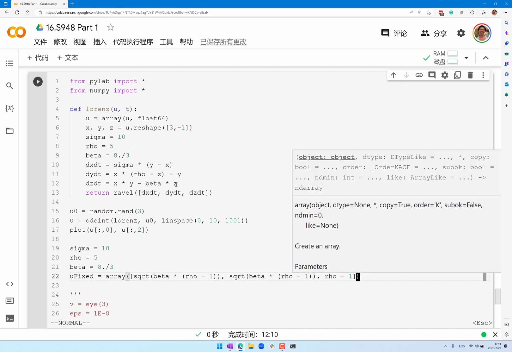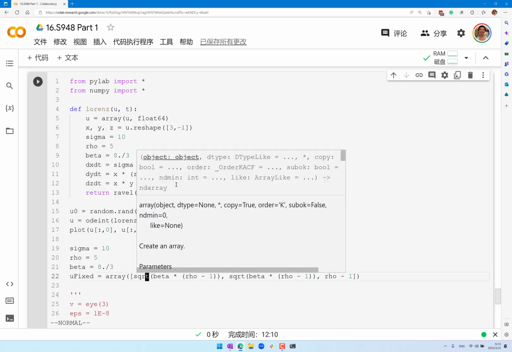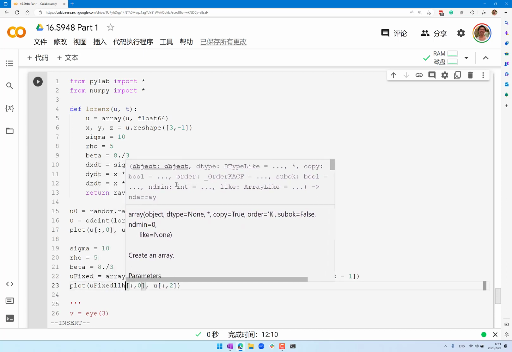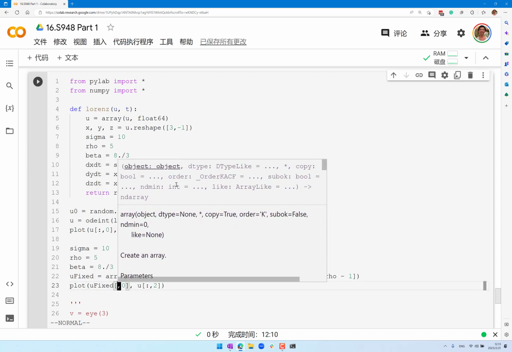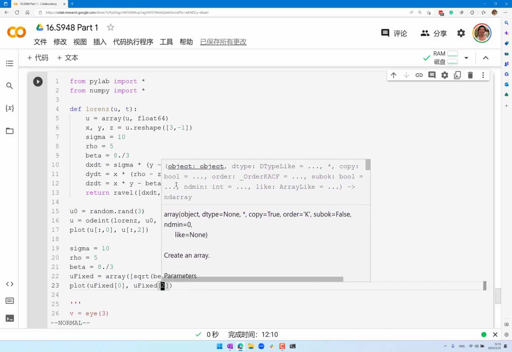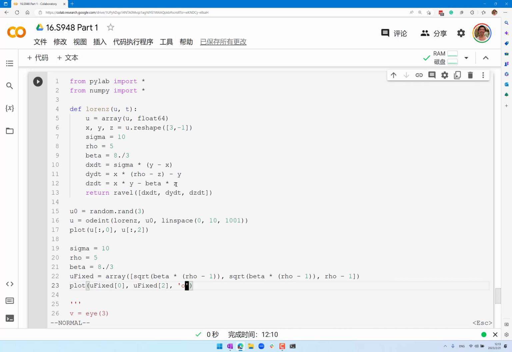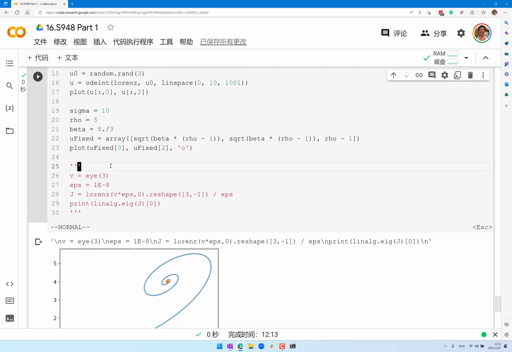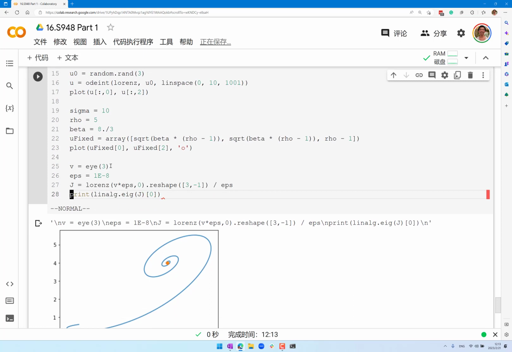So just to make sure it is actually correct, we take u fixed and put the big circle to make sure we get the right thing. Yeah, looks like it is there. Okay. And now an analysis of the eigenvalues is also something like this.